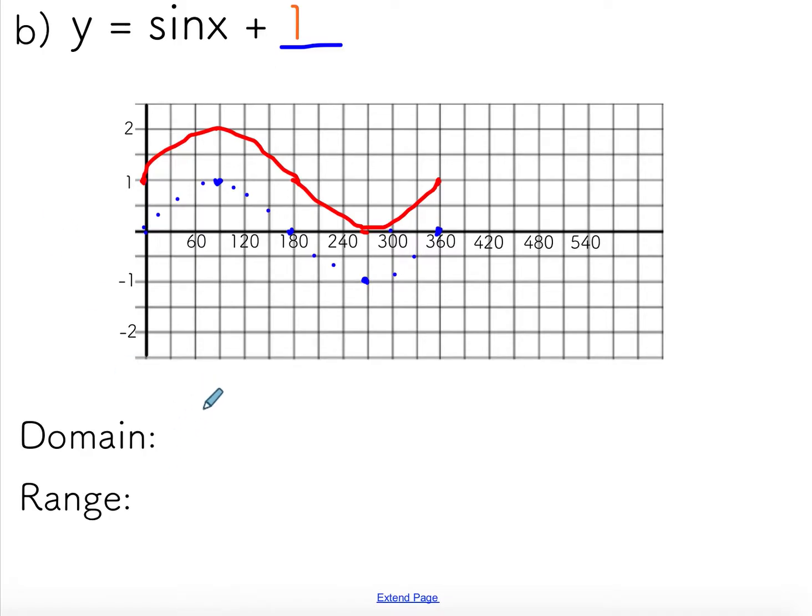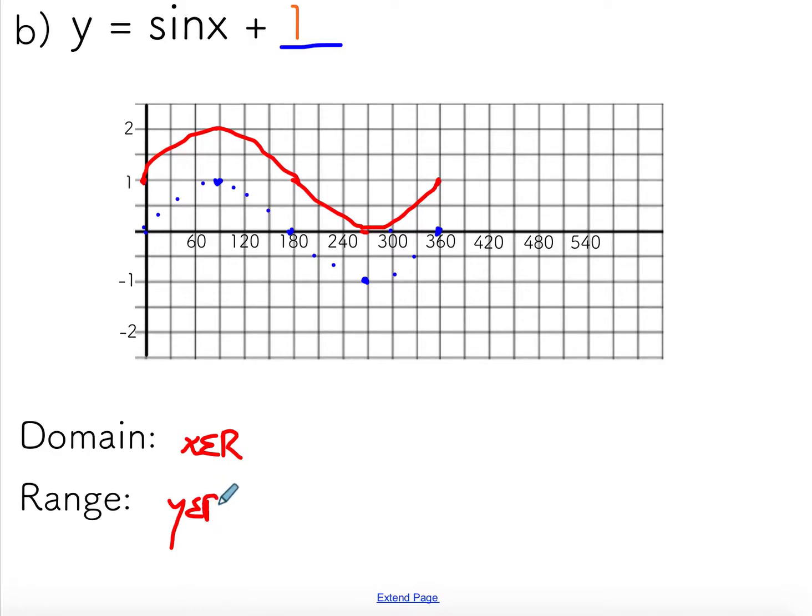Your domain in this case has not changed. Remember, any real x value will work here. I can pick any x value and I can substitute it into my equation and get a y value out. So my domain should be any real number. My range is going to be any real number.